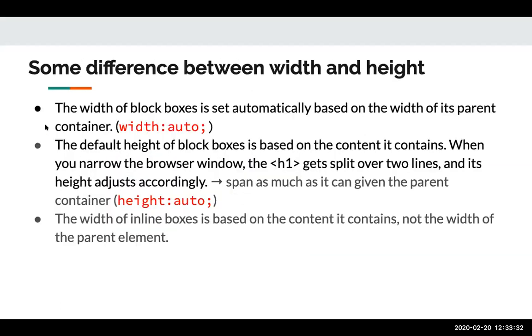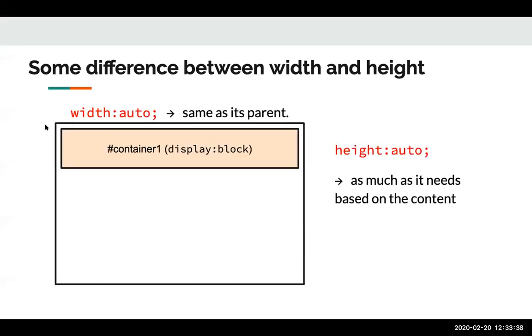I tried, but it sounds obvious. We looked at some difference between width and height, right? If width is auto, which is the default value, it will be determined by the parent size. Here there's a little bit of padding that I added just to better visualize the block. Height is actually determined by the inner content, unless you specify a specific number.